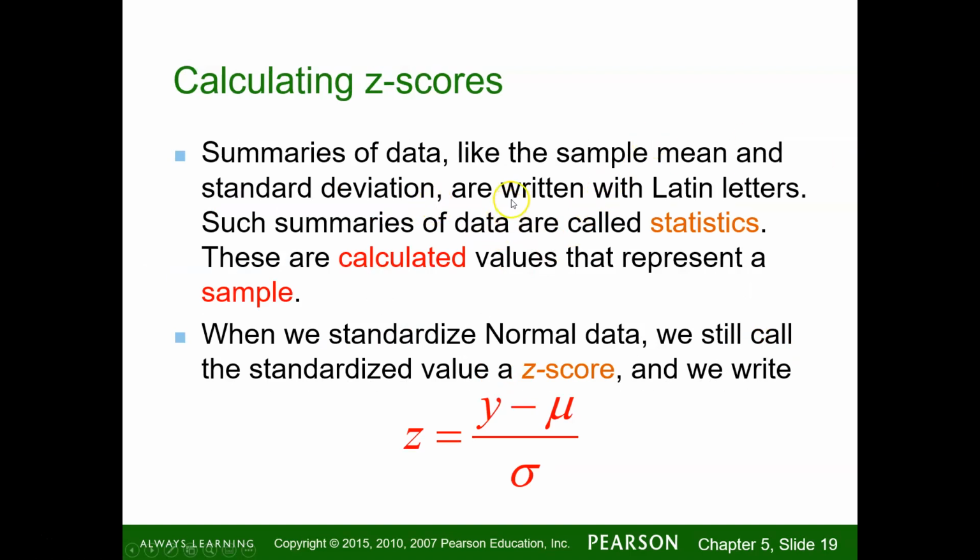Summaries of data, like a sample mean and a sample standard deviation, are written in Latin letters. Such summaries are called statistics. These are called statistics if you're just looking at a sample of data and not all of the data. These are calculated values that represent a sample. When we standardize normal data, we will still use the standardized value, a z-score, but we write it as z equals (y minus mu) over sigma. So we're going to have that same z-score except with a mu and a sigma on it because we're using the entire population, right?